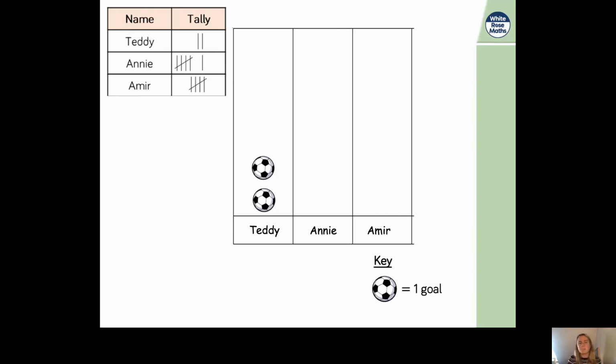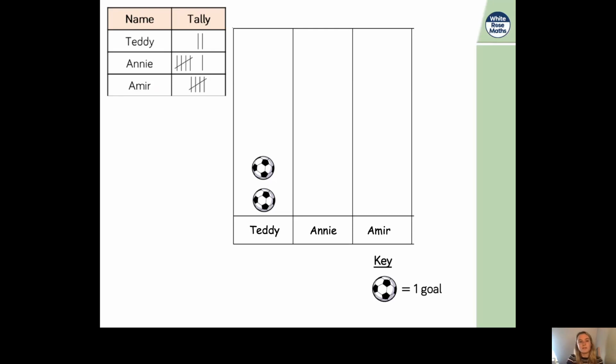So there we go. Have I completed the pictogram for Teddy? Well, yes, I have 2 footballs. So the first football represents his first goal, and the second football represents his second goal. So there you go. We have completed it for Teddy. Now we're going to do the next one together. So you also have this on resource 2. Or can you draw this pictogram for me? And then we will do it together.